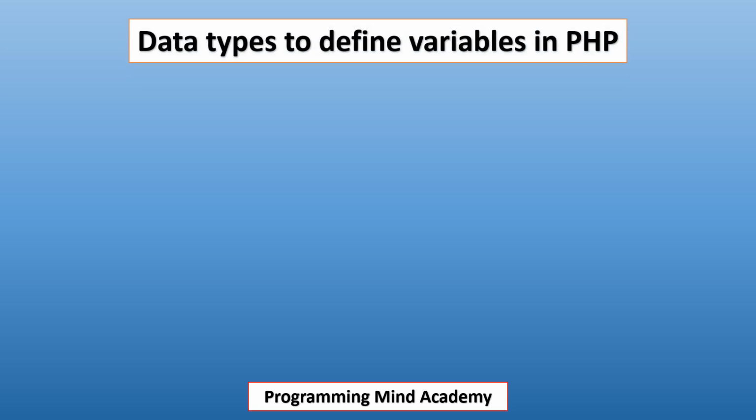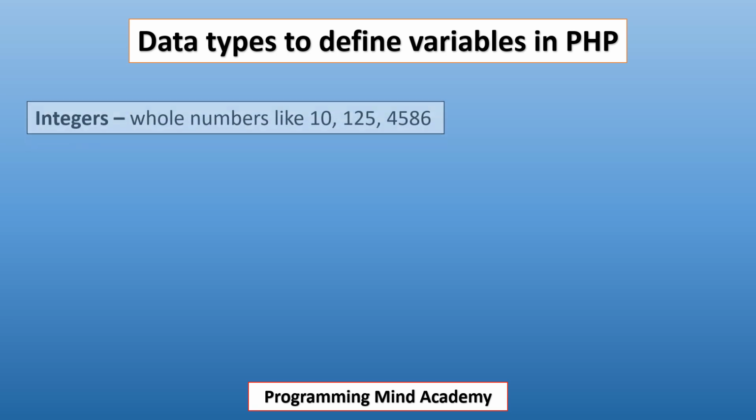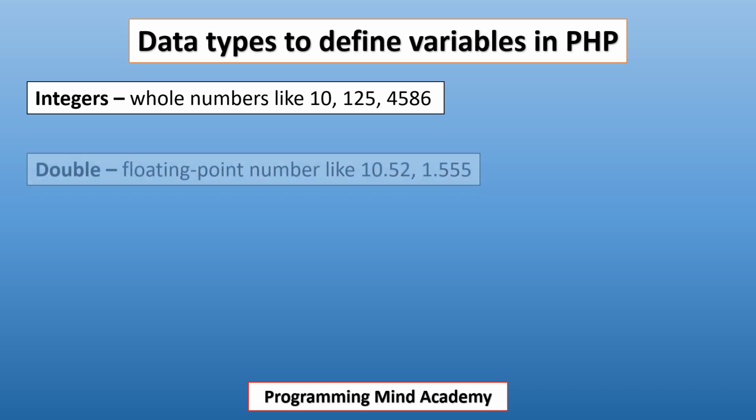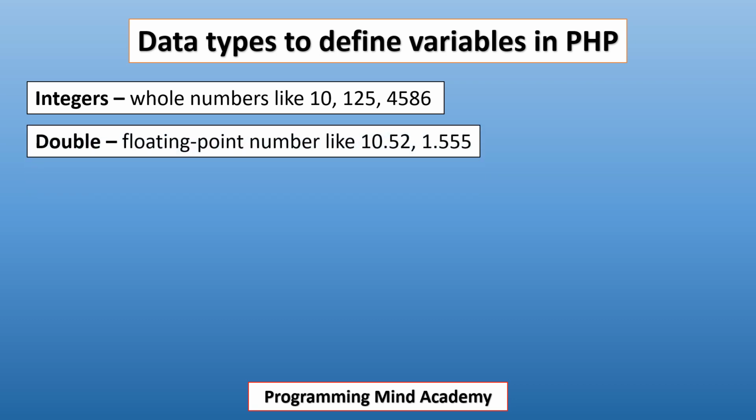Now, data types to define variables in PHP. Let's understand the data types. First is integers, which store whole numbers like 10, 125, 4, 5, and 6. So in integers we can store whole numbers. In double we can store floating point numbers like 10.52, 1.555, or any floating point number can be stored as a double.